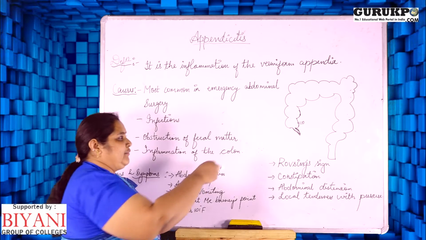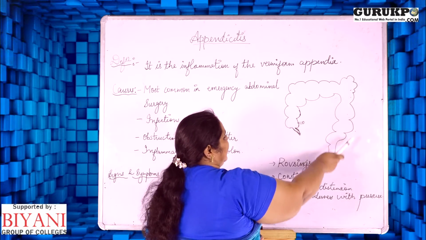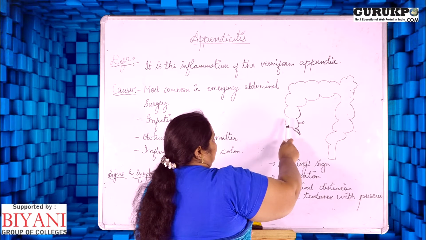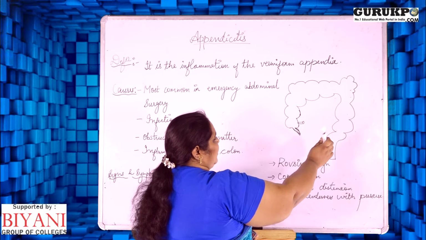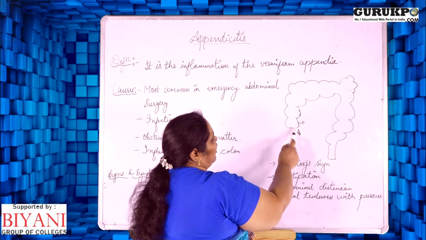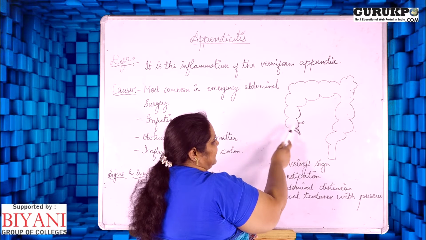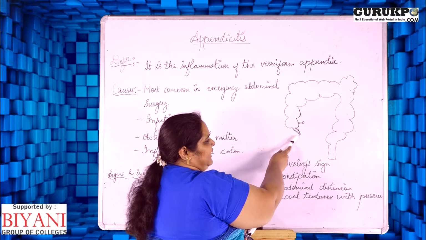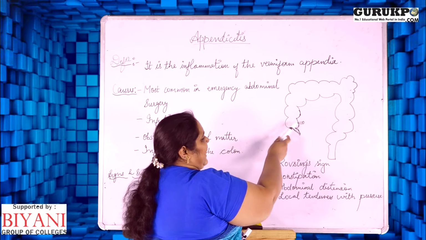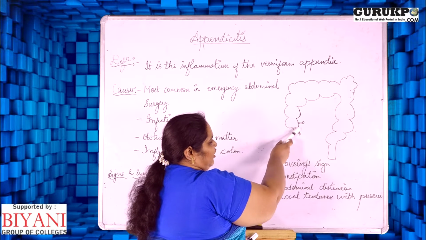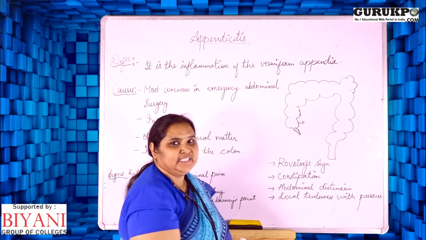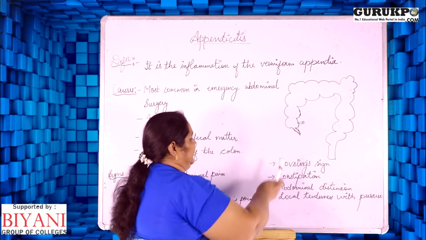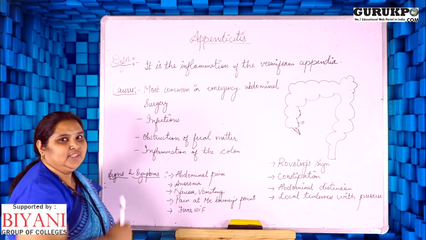If we move on to the anatomical structure, this is the large intestine, this is the ascending colon, this is the transverse colon, this is the descending colon, and this is the sigmoid colon. This small finger-like appendage which is attached to the ileocecal valve is known as the appendix. If any type of inflammation or infection occurs in this small finger-like appendage, it is known as appendicitis.